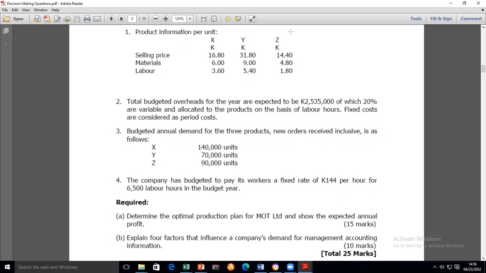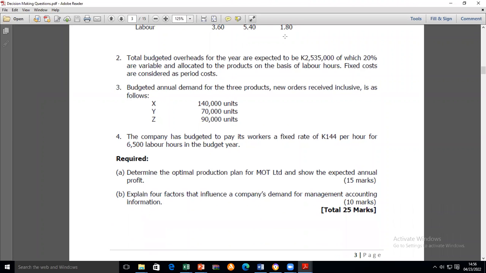Again here, the part of the question which will make you pass this paper is this one. Explain 4 factors that influence a company's demand for management accounting information.